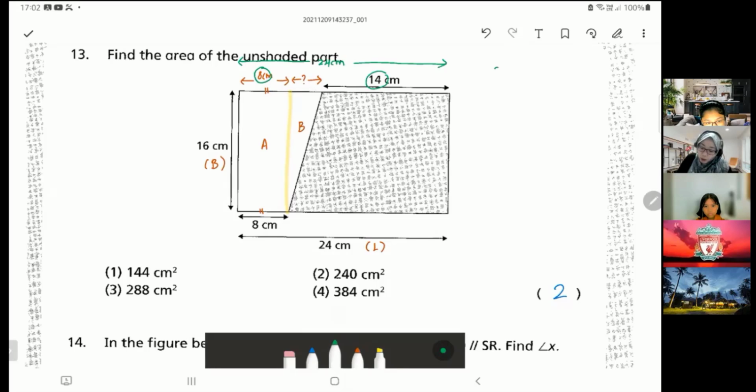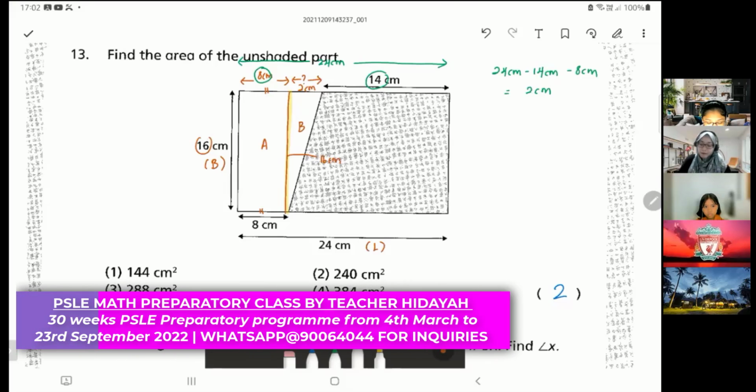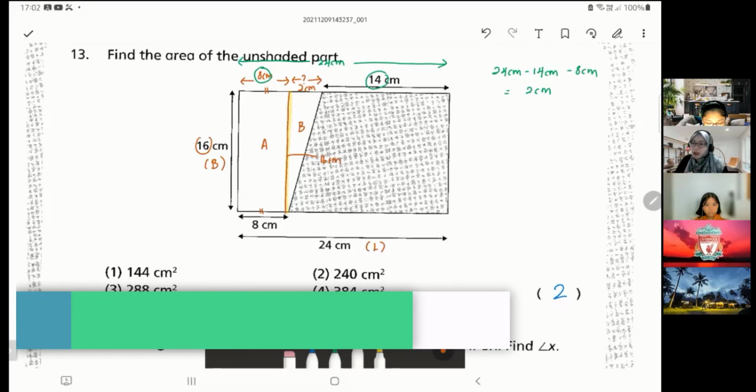Yes, by taking my total 24 centimeter, take away my 14 centimeter, take away my 8 centimeter, and I will be getting 2 cm. So which means this short portion is 2 centimeter. Okay, and what about this length here for the B? It is the same as this, 16 cm. So settle, right? I can find the area of A and area of B.